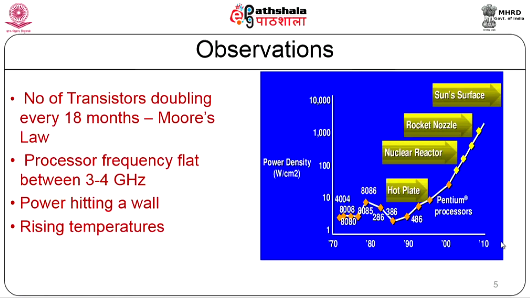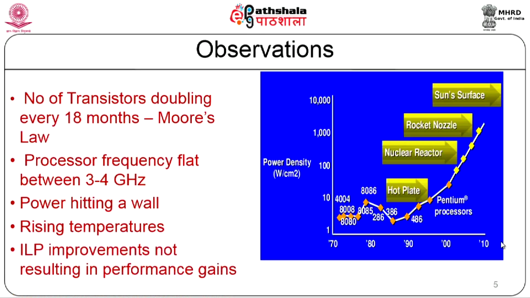So, as the power density increases, as this diagram shows, you find that even heat equivalent to the temperature at the sun's surface or a rocket nozzle can be generated. That has basically put a check on all the improvements that we were looking at in terms of increasing the frequency and so on. And ILP improvements are obviously not resulting in performance gains anymore.